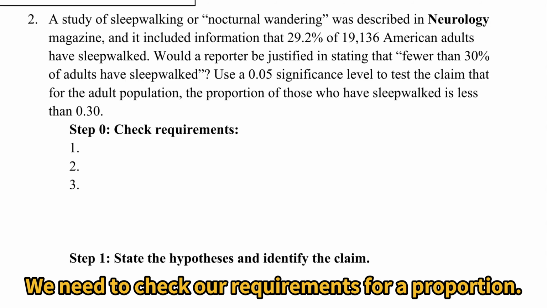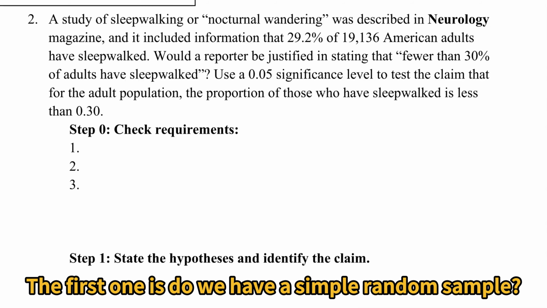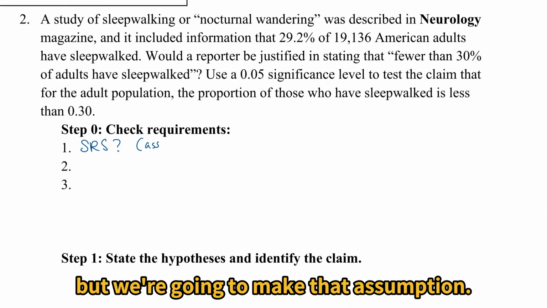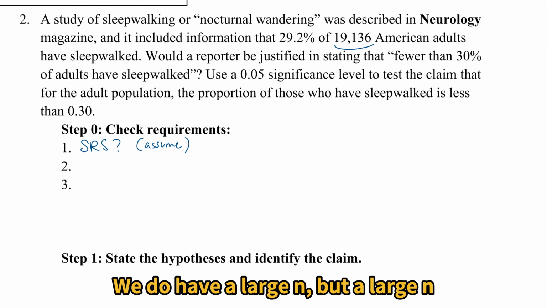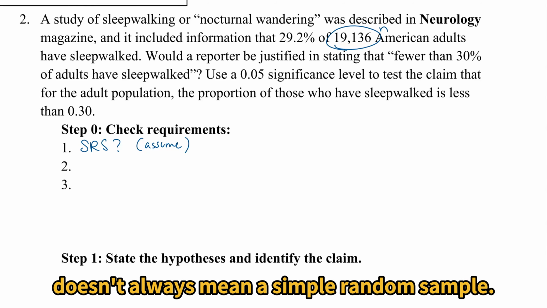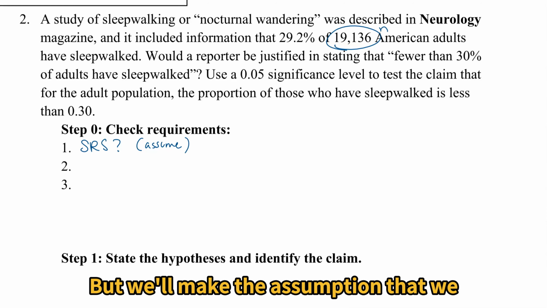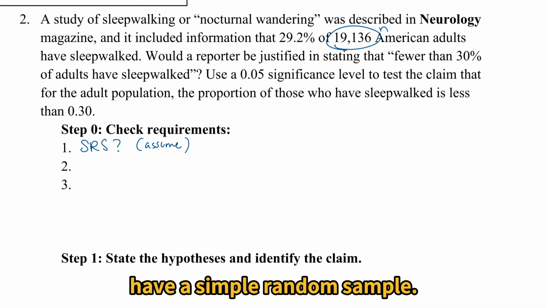We need to check our requirements. For a proportion, we have 3 of them. The first one is, do we have a simple random sample? Now, this is not explicitly stated in the problem, but we're going to make that assumption. We do have a large N, but a large N doesn't always mean a simple random sample. We could have a very bad volunteer survey, but we'll make the assumption that we have a simple random sample.